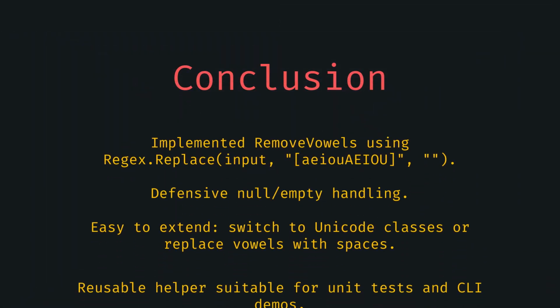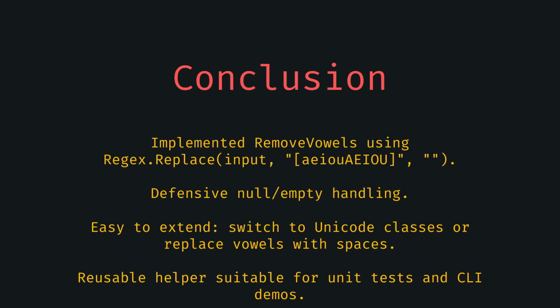To sum up, a one-line regex replacement gives us a robust vowel removal helper. It's readable, easy to test, and adapts neatly into variations such as Unicode support and different replacement rules. Try adding unit tests for edge cases: empty strings, all-vowel inputs, and null input, to ensure behavior is rock solid.